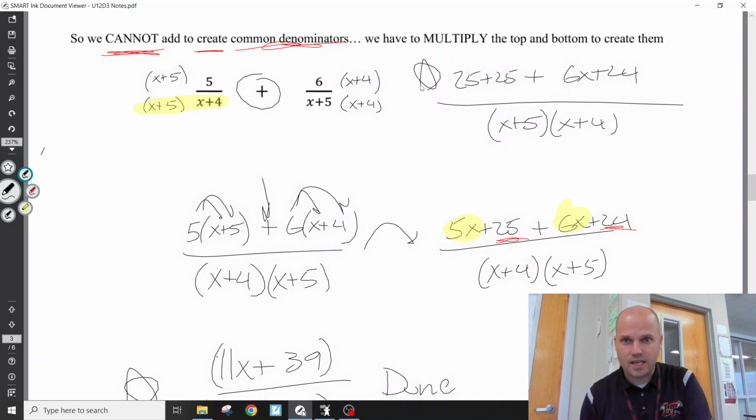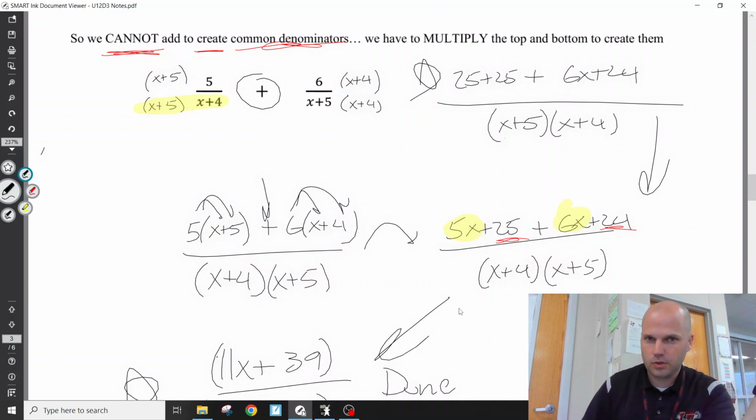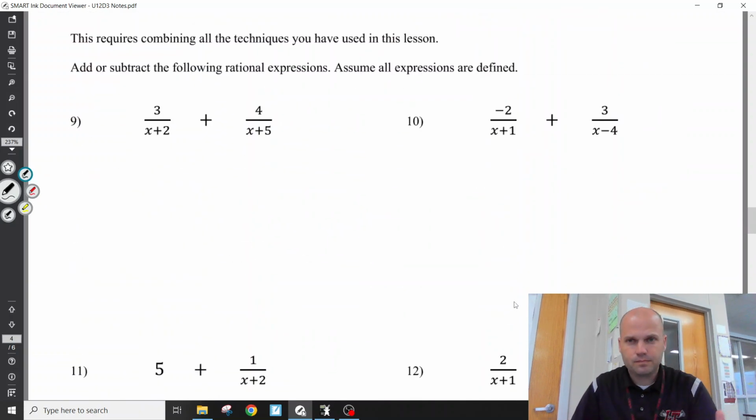Boom, you go straight here, and then you combine your like terms. So, again, to create a common denominator, you need to multiply by the other's denominator for the most part. Here, x plus 5 over x plus 5. Here, x plus 2 over x plus 2.